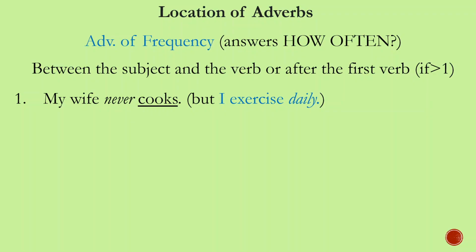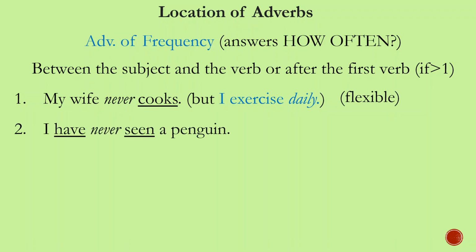But we have another sentence, I exercise daily. We don't say I daily exercise. We say I exercise daily. You see, the location of the adverb of frequency is not very strict. It's a bit flexible.